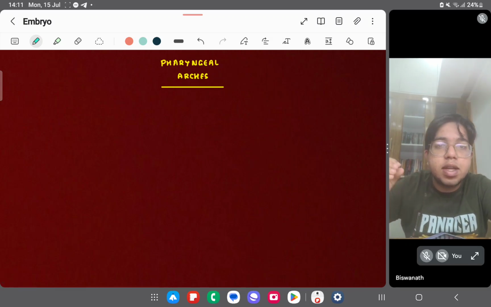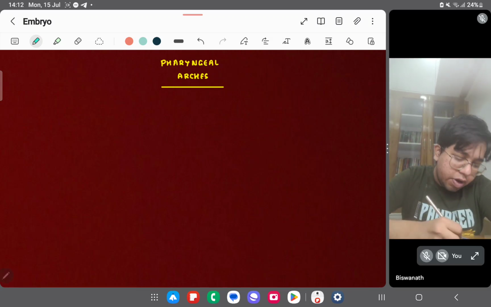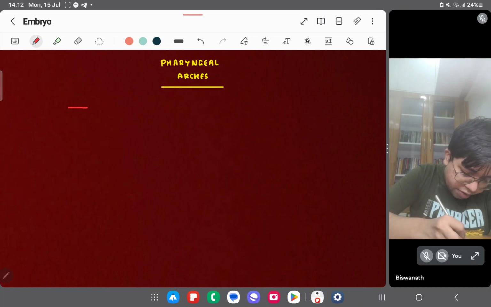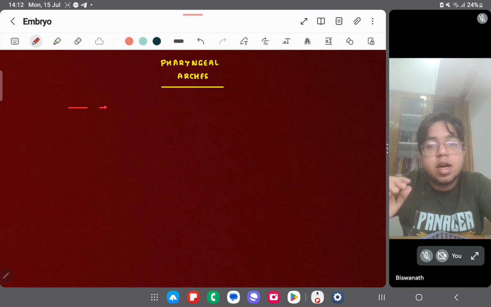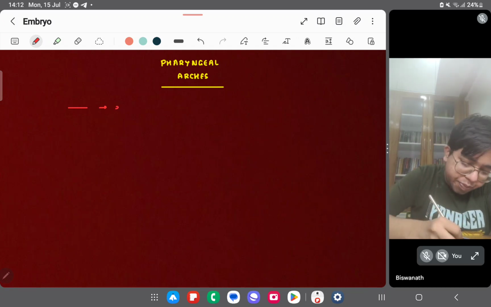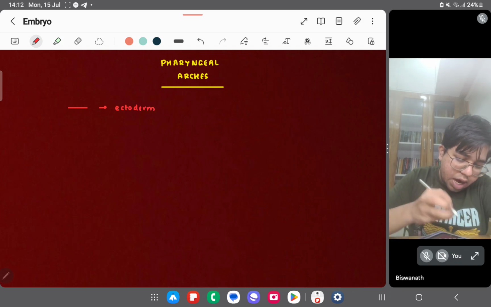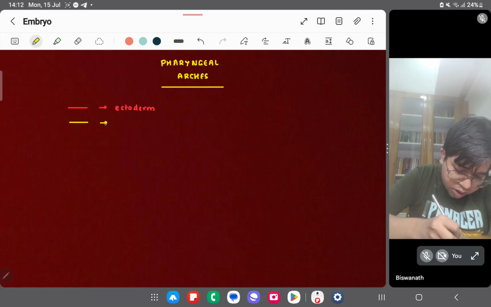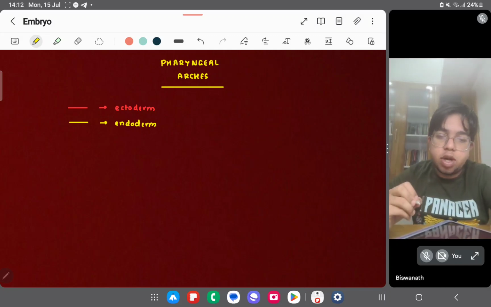What are the pharyngeal arches which are present? I will draw the arches in this format. Let me make a color coding first. Whatever I draw in red is going to be ectodermal in origin, and whatever I draw in, let's say, yellow, will be endodermal in origin. So we'll require here ectoderm and endoderm only.